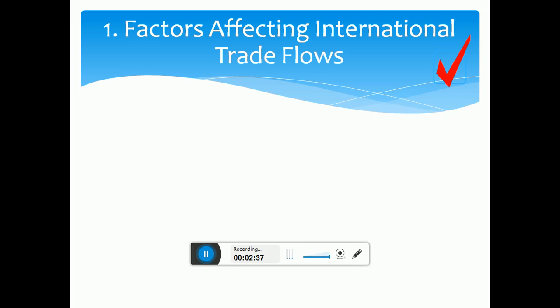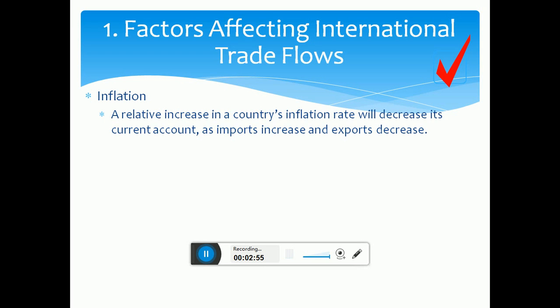Now we will discuss the first factor affecting international trade flows. Which factors are affecting the purchase of goods and services between two countries? The first one is inflation. A relative increase in a country's inflation rate will decrease its current account as imports increase and exports decrease.